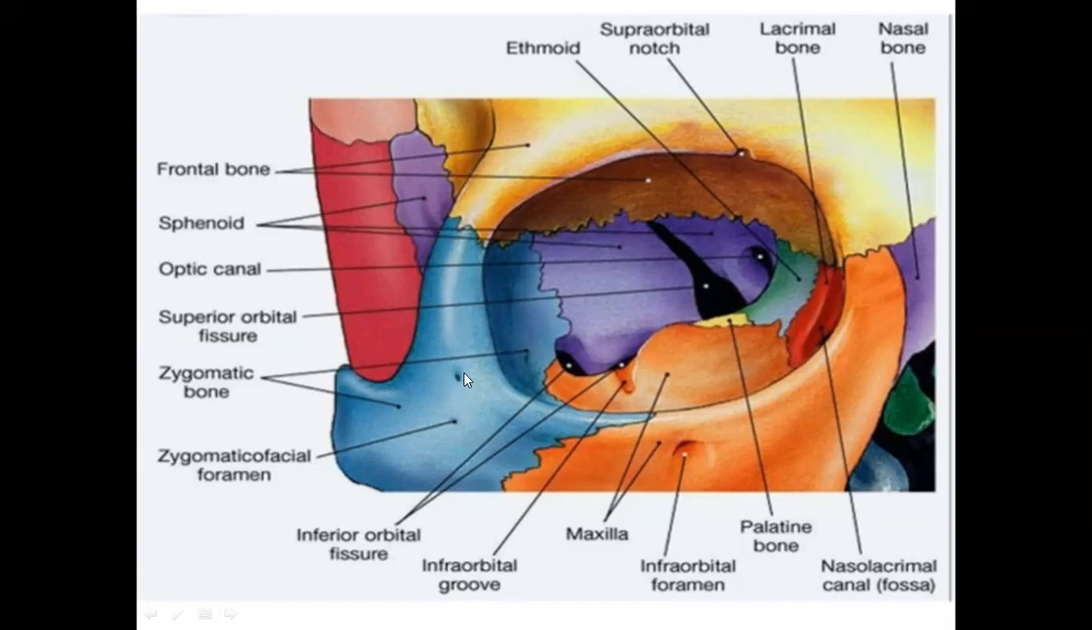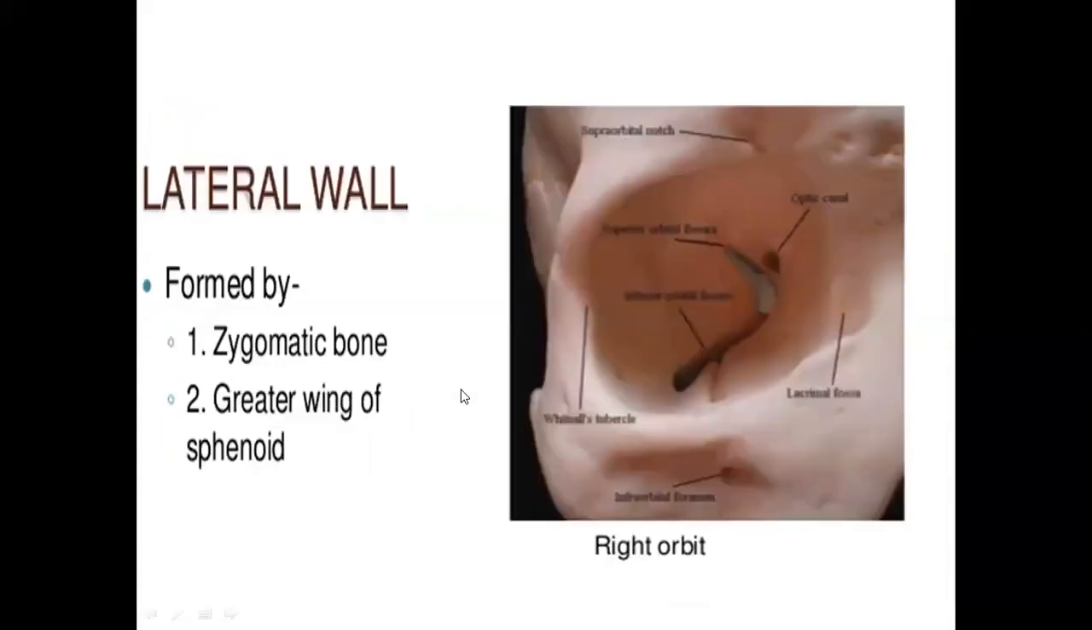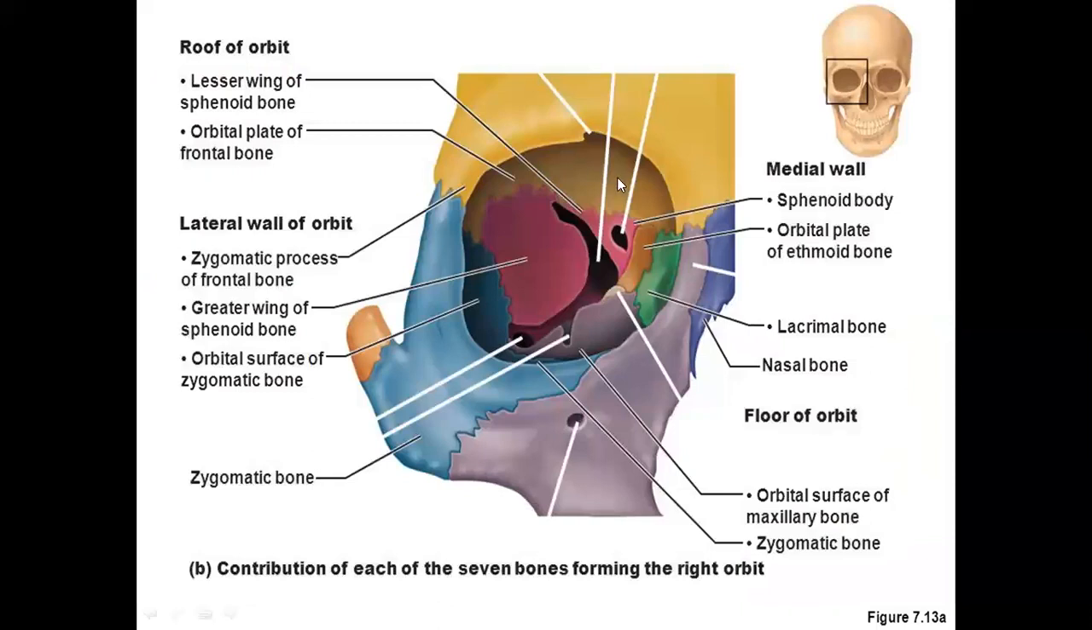So the lateral wall has the following landmarks. One is the Whitnall's tubercle, another is the small foramina like the zygomaticofacial and zygomaticotemporal foramen. That is about the lateral wall. Next, see here, these are the bones which form the boundaries of the orbital cavity. Totally there are 7 bones which contribute in forming the boundaries.